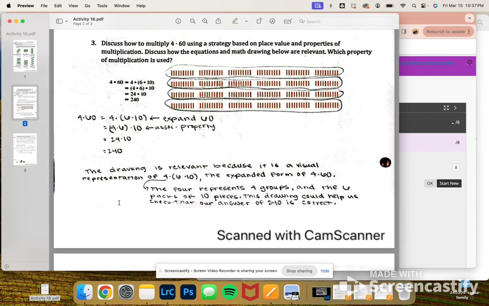Let's take a step back, hold on. So we have to discuss how to multiply 4 times 60 using a strategy based on place value and properties of multiplication. And then discuss how the equations and math drawings below are relevant, and which property of multiplication is used.